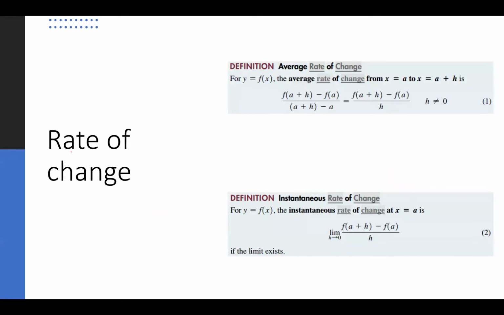All right, we also want to look at the rate of change, which is something we covered earlier. Again, we have the difference quotients, and by adding the limits, we have the instantaneous rate of change, or the definition of the derivative.